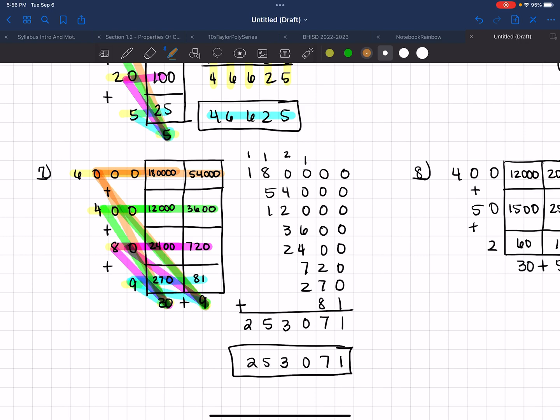Now I take each one of the numbers in the boxes, and I'm going to add them together, such as here's my 180,000 plus my 54,000. Then I have the 12,000 plus the 3,600. I have 2,400 plus 720. And then I have my 270 plus 81. When we add all that together, it makes it a lot easier to add up.